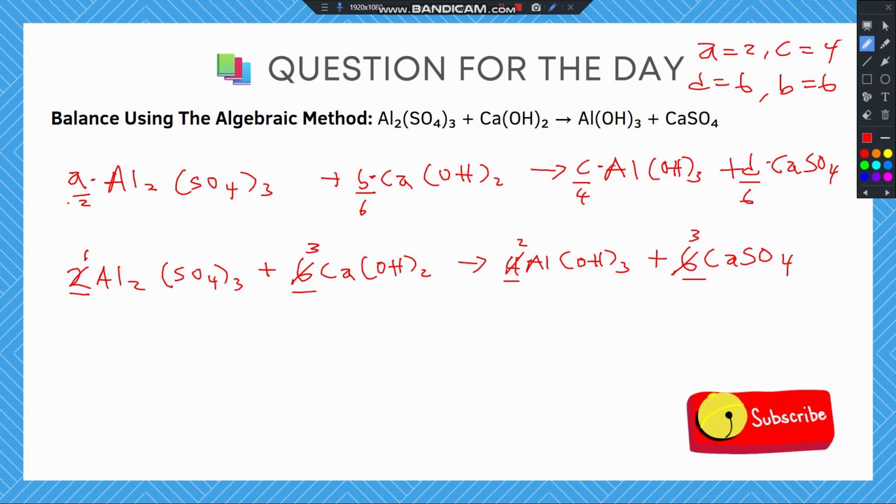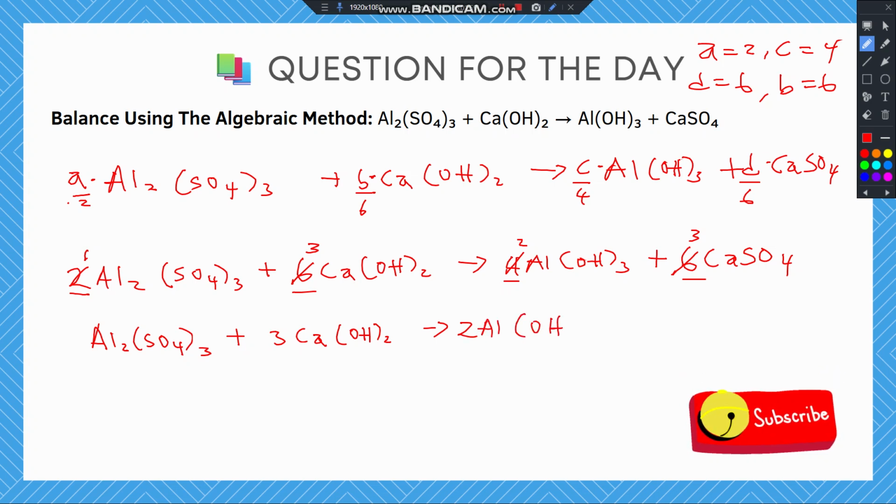So our final balanced equation becomes Al₂(SO₄)₃ plus 3Ca(OH)₂ yields 2Al(OH)₃ plus 3CaSO₄. This, ladies and gentlemen, is our final balanced equation.